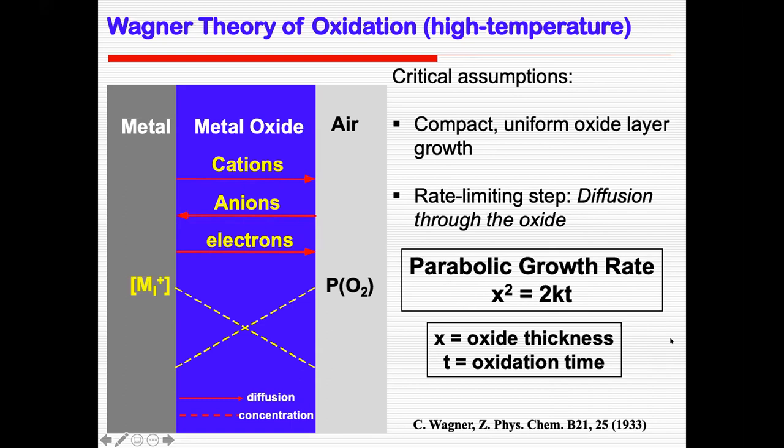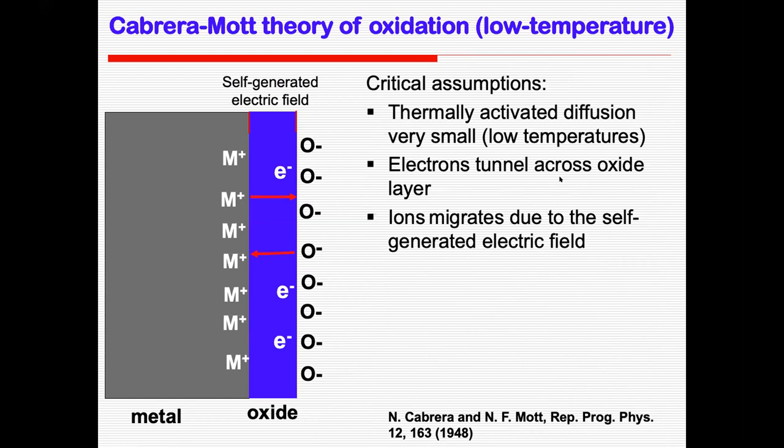There's another model for oxidation at low temperature. If the temperature is low, this means thermally driven diffusion is very small, okay? It's very slow, so not much contribution to the oxide growth. But we still see oxide growth at a low temperature. The reason is a so-called self-generated electric field. This happens because electrons can easily tunnel through the oxide layer, because this oxide layer is very thin. So electrons can tunnel through this interface to the outer surface.